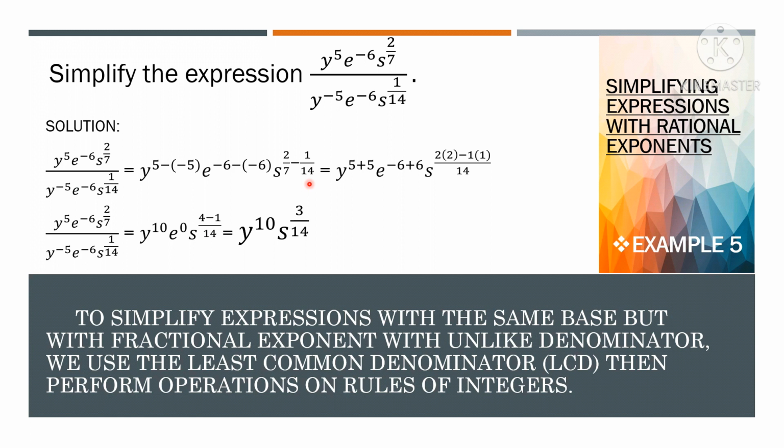So, kung mapapansin ninyo, yung fractional exponents ni variable s ay dissimilar fractions kasi magkaiba ang denominator. Ito, ang denominator niya ay 7, ito naman ay 14. Okay, next, simplify the exponents. So, y, variable y, 5 minus negative 5, it will become 5 plus 5. Okay, bakit naging plus tapos ito naging positive?